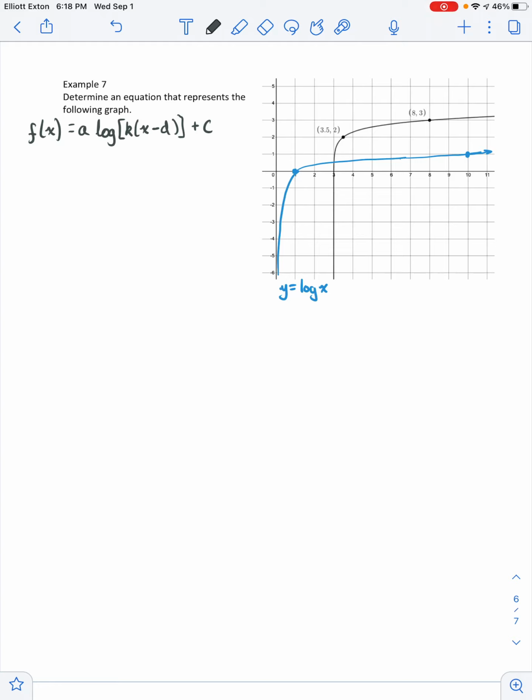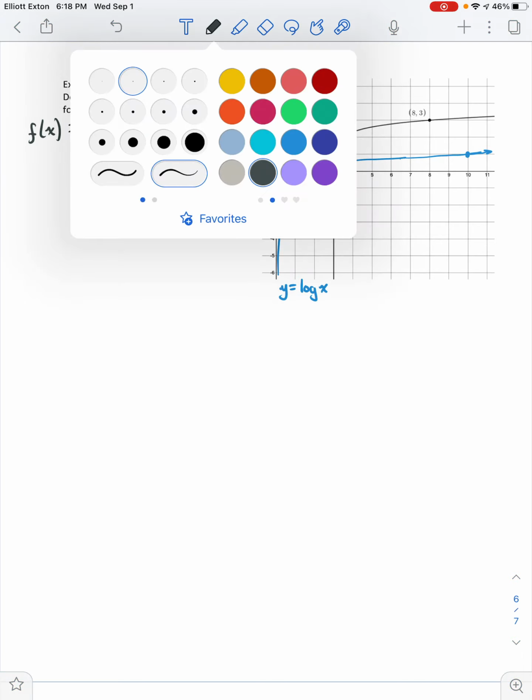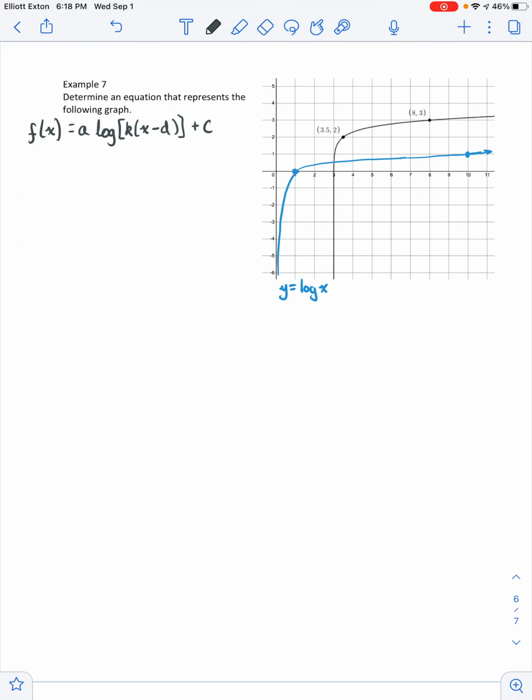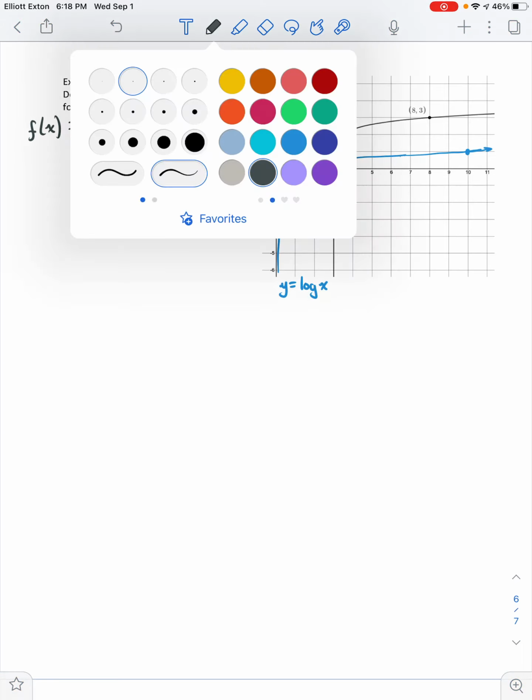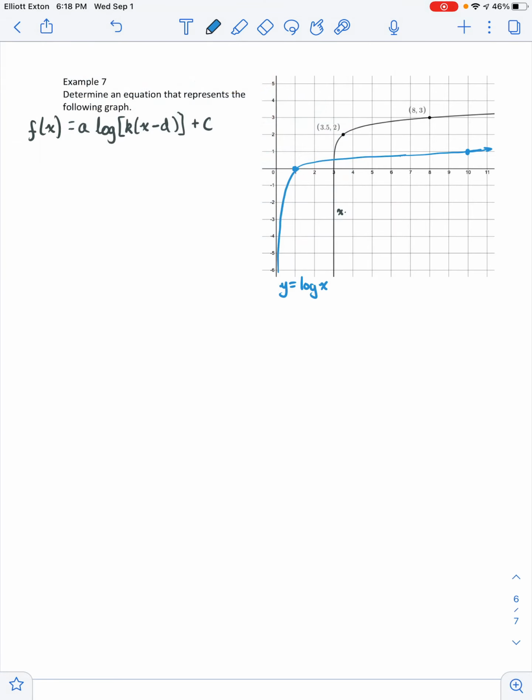I've also sketched in here in blue a graph of the function y equals log of x. That's our base function that we're transforming to give the one that we see in the picture here. So one transformation we can find quite easily is the horizontal translation, which, you might remember, we get from the vertical asymptote. In the base function, we have a vertical asymptote at x equals 0, but in the translated function, we have one at x equals 3.